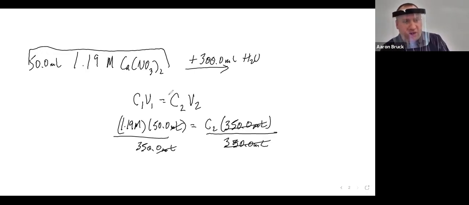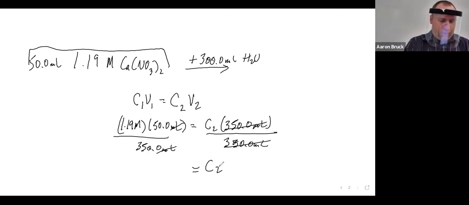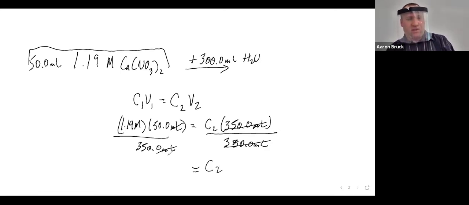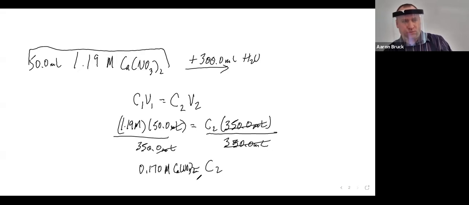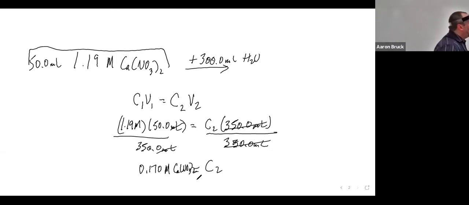So if we follow everything through, 1.19 multiplied by 50 divided by 350 to 3 significant figures. This would be 0.170 molar calcium nitrate.